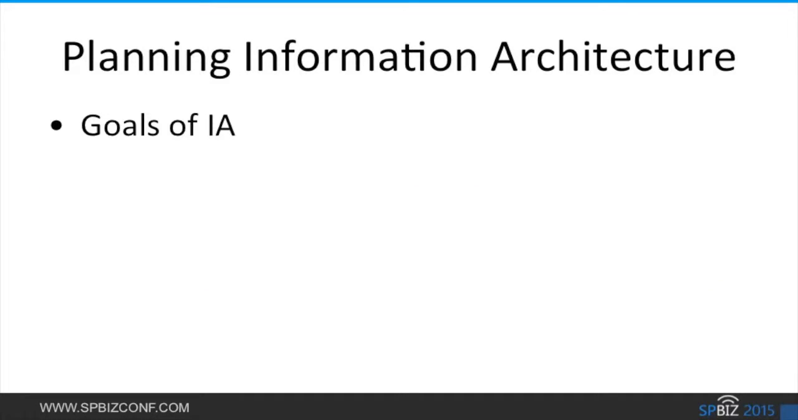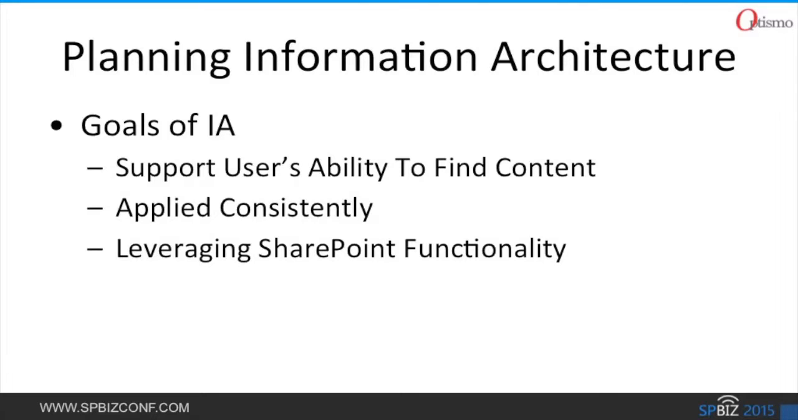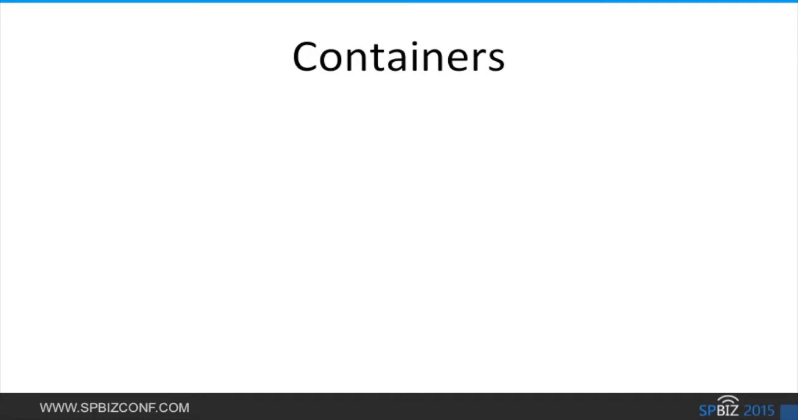Planning an information architecture in SharePoint has to begin with the goals of information architecture, and we'll define these goals here: that we want to support our users' ability to find content, referred to as findability. We want information architecture to be applied consistently. Since we're using SharePoint for this task, we need to structure our information architecture leveraging SharePoint technology. And lastly, we need to build a SharePoint information architecture that is sustainable for the long-term functioning of our organization.